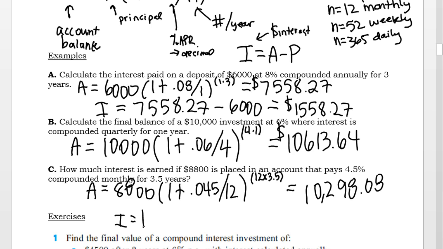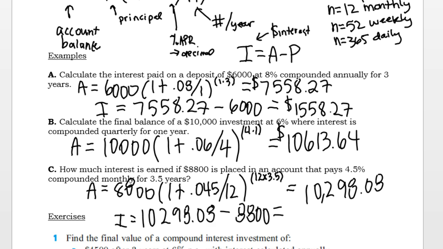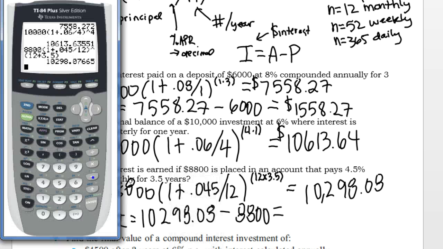But if I want to know what I've earned in interest, not just what the account is worth, we take the current balance and subtract off the amount that we deposited in the first place. And we have almost $1,500.